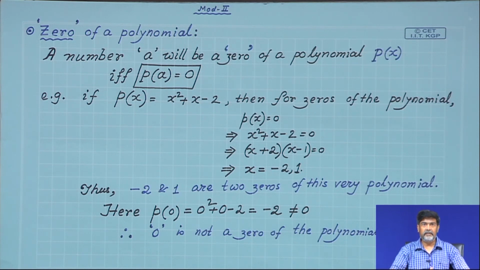And what is for p(0)? Look at the polynomial p(0). Polynomial was x square plus x minus 2. After putting x equal to 0, we get minus 2, which is not 0. Therefore, we cannot take 0 as a zero of this very polynomial. Okay, sir. The same word zero is being used here for two different meanings. Therefore, our conclusion for this page is 0 is not a zero of this very polynomial x square plus x minus 2.